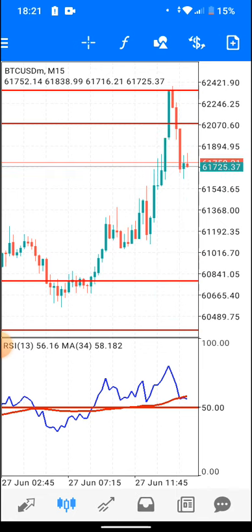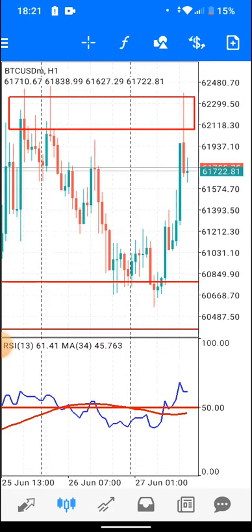Okay, so let's go back to the hour one. Let me show you how I trade my support and resistance. Firstly, we have candlestick patterns, like the bullish engulfing and the bearish engulfing pattern. The bullish means price is going to go up, and the bearish means price is going to go down.